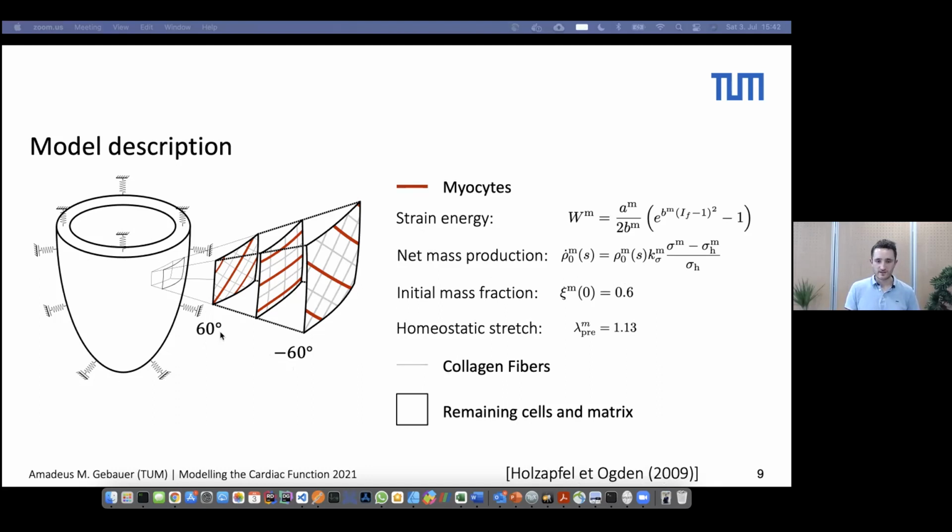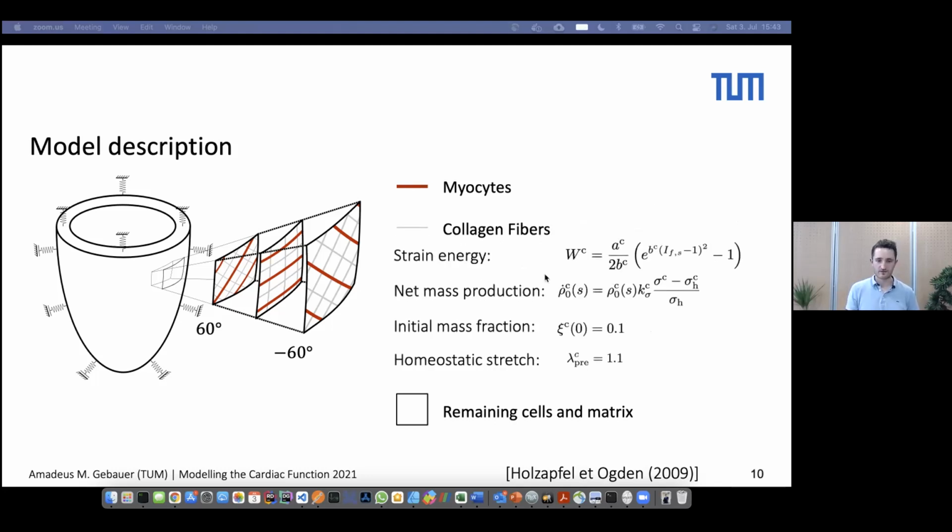We assume that we have three distinct constituents. The first are cardiomyocytes, the one here in red, with an exponential strain energy function in the direction of the fiber. And we also have a net mass production rate that, as declared before, is the difference between the current fiber stress and the preferred stress. We assume at the beginning that the initial mass fraction of the myocytes is 60% and their homeostatic pre-stretch is 1.13. And from this homeostatic pre-stretch, we can then compute the homeostatic stress.